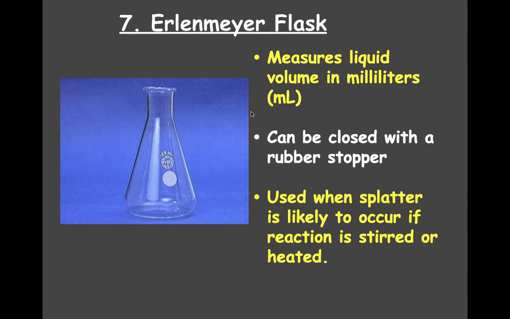The next piece of equipment is another glassware. It is called the Erlenmeyer Flask. It too measures liquid volume in milliliters. You can put a rubber stopper at the top to close everything off to keep it safe, but you don't want to do that if you're heating it because you don't want the stopper to fly off. This is most likely going to be used when splatter can occur, so if the reaction is stirred or heated, notice it has a very narrow top. So if you do heat it, the liquid and the substance would be contained in this bottom part, unlike a beaker where it's very wide at the top.